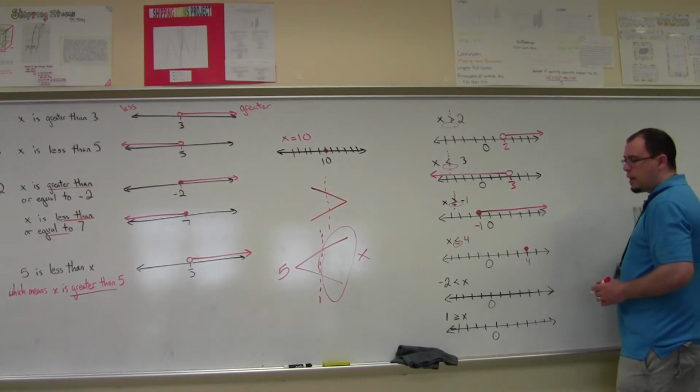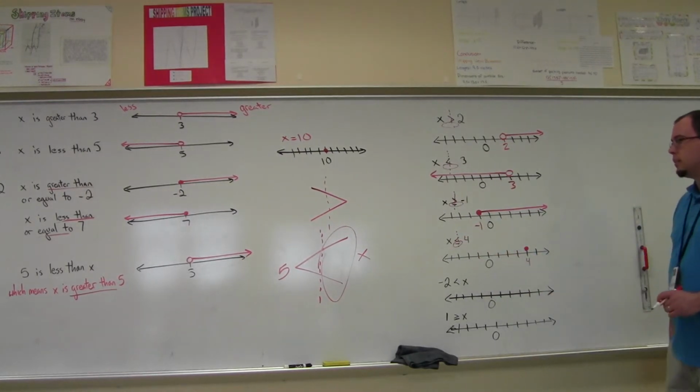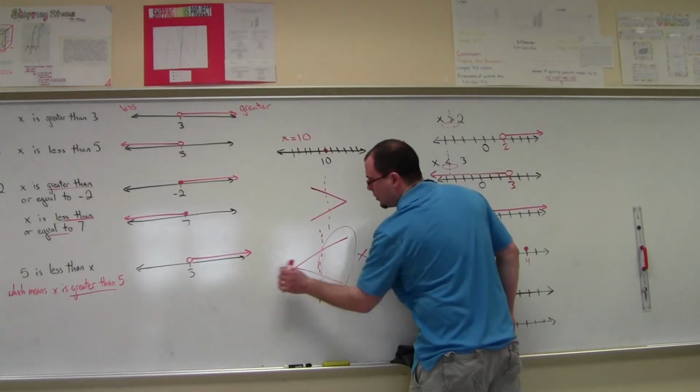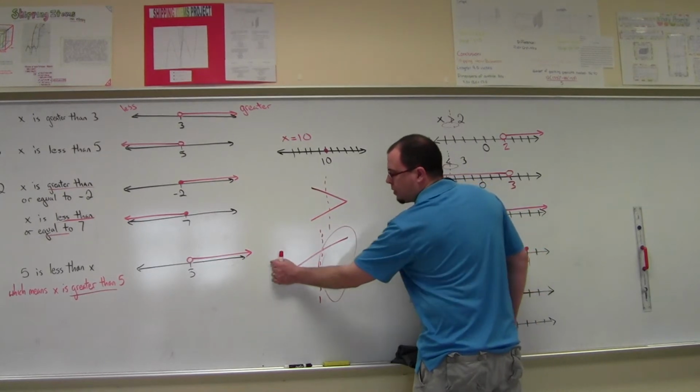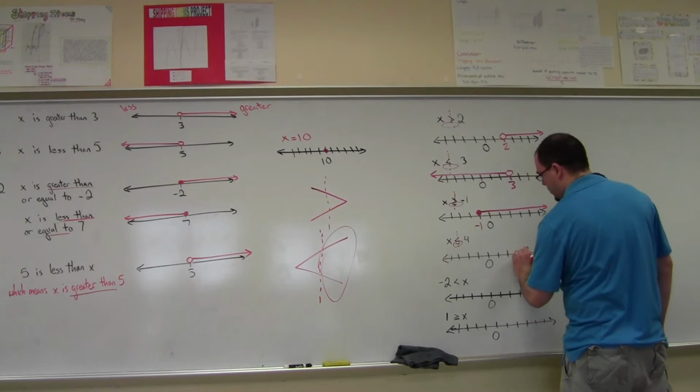And are we going to go to the left or the right? We split our inequality symbol. We take a look. You'll notice x is on the small side of the inequality symbol this time. It's right here. So that means we're going to shade to the left.